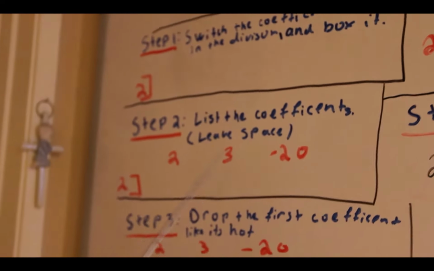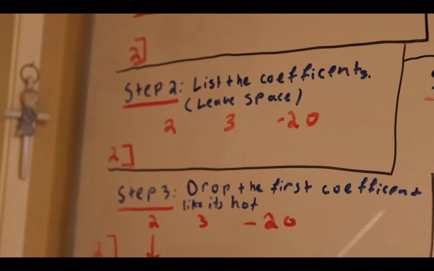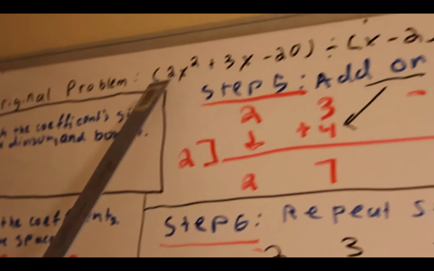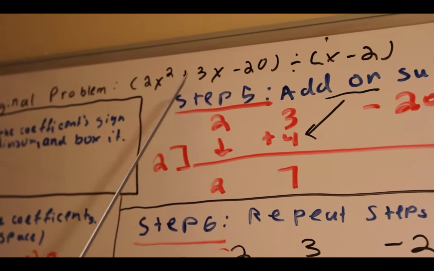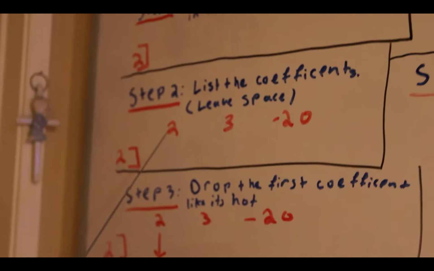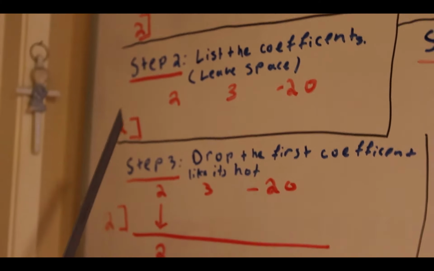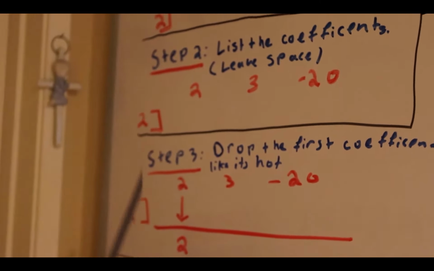Step number 2. We list the coefficients from the first parentheses, and we leave space. So we go back to the original problem. We have our coefficients 2, 3, and -20. So then we go back here, and we have 2, 3, -20. And then you'd also have the box from step 1.